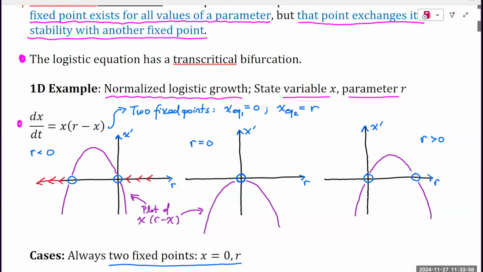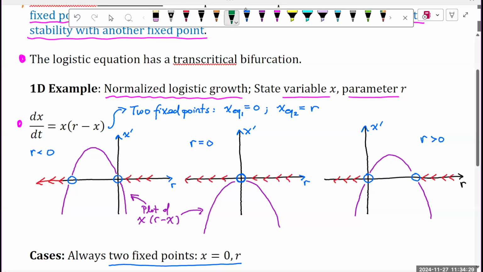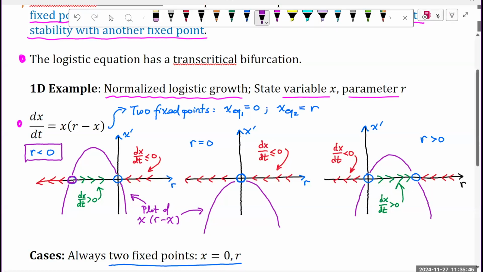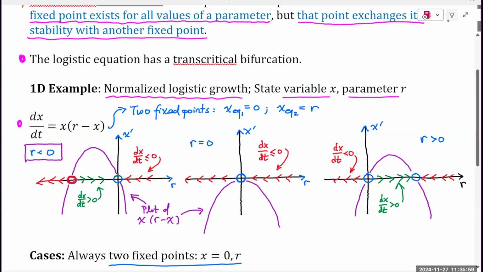Okay, everywhere the function is negative, we can draw leftward moving arrows. And of course, for the case r equals 0, the arrows are always moving left. And everywhere the function is positive, we draw rightward moving arrows. Looking first at the r negative case, we can see that the left-hand equilibrium point is unstable since all trajectories are moving away from it, whereas the right-hand equilibrium point 0 is stable. All trajectories are moving toward it.